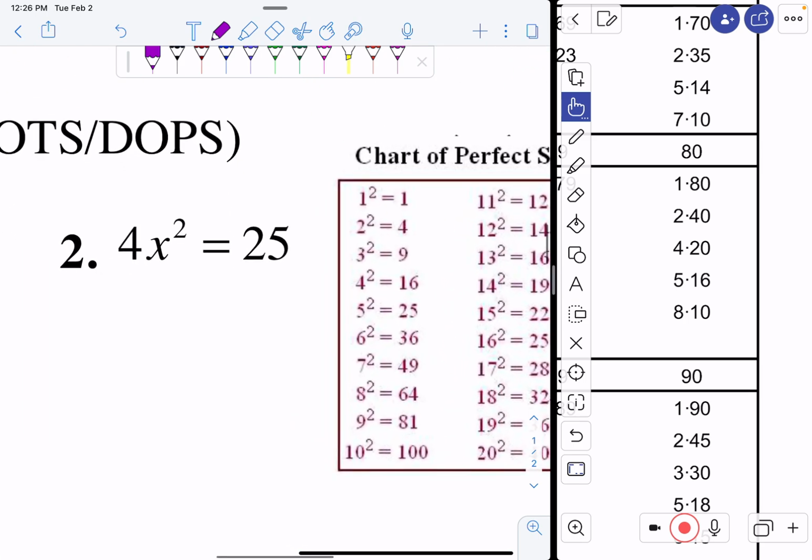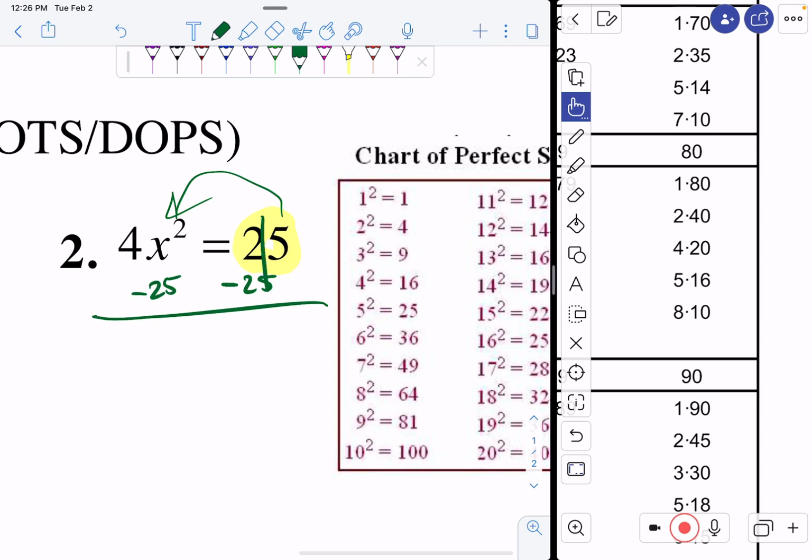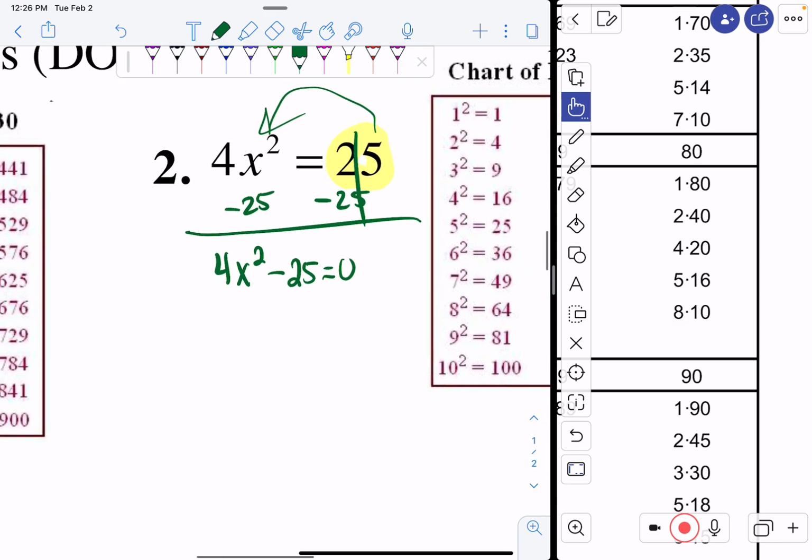Number 2, is it equal to 0? No, it's not equal to 0. It's 4x squared equal to 25. So I have to ask myself, how do I get this 25 over here? If I look, it's positive, so I'm going to subtract 25 from both sides of my equation. So I get 4x squared minus 25 equal to 0. This is now a dots factoring. I do my two sets of parentheses right away.